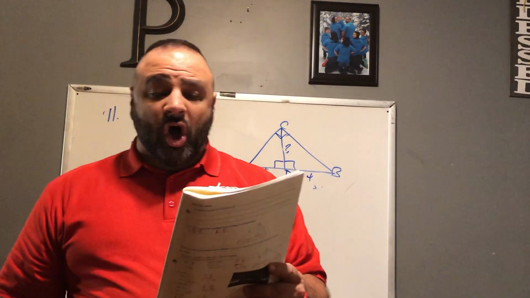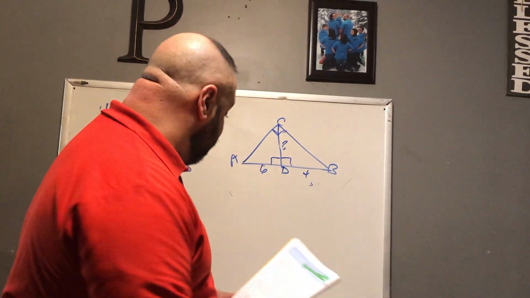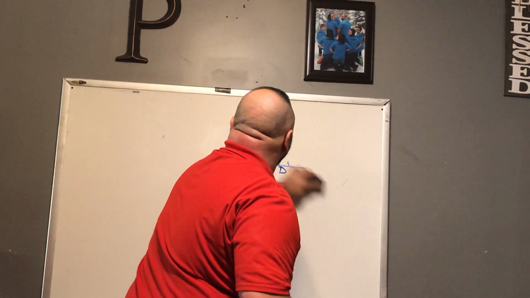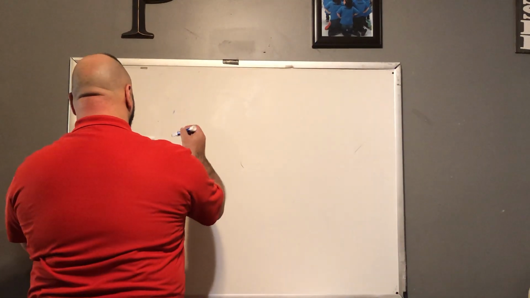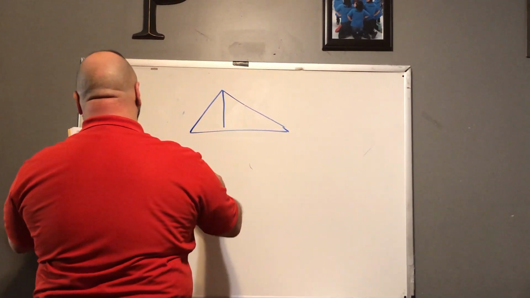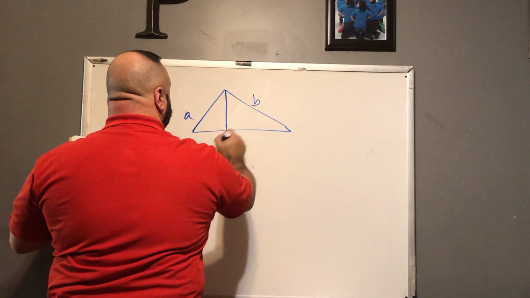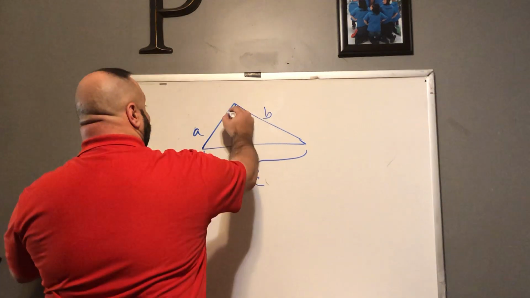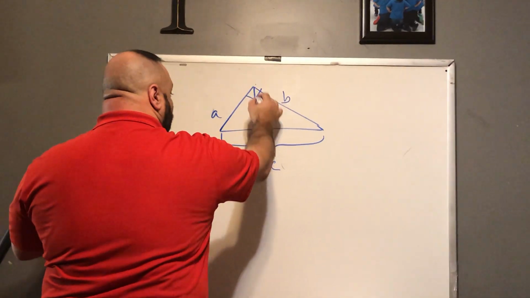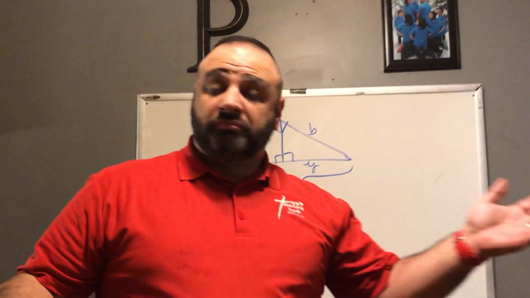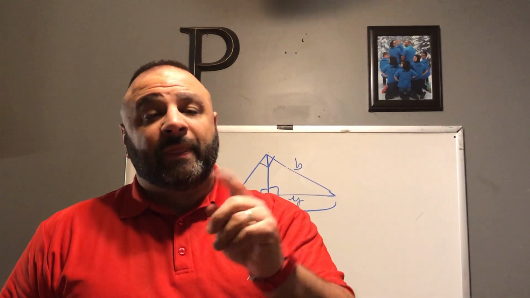If the altitude is drawn to the hypotenuse of a right triangle, again, let me draw another triangle here. Again, we have an altitude here. These are the legs. This is the hypotenuse. We have a right triangle here, so we have an altitude drawn to the hypotenuse of a right triangle. Sounds familiar, right? That's Theorem 92. Here's another set of proportions that we can make based on this formation.